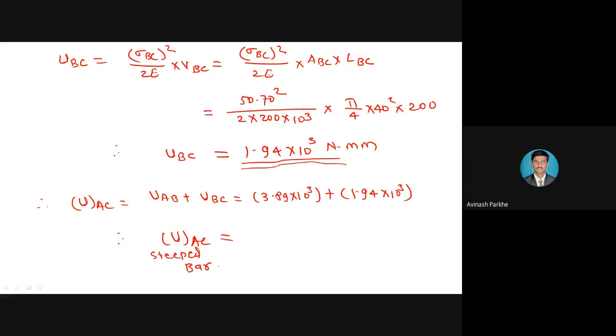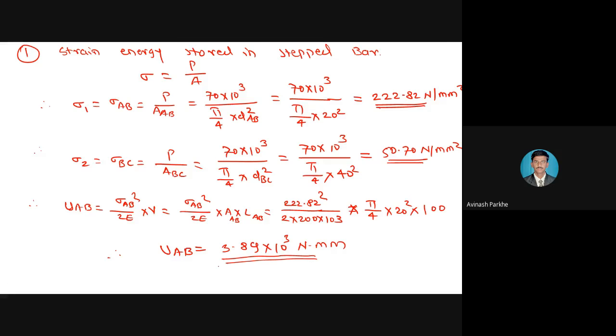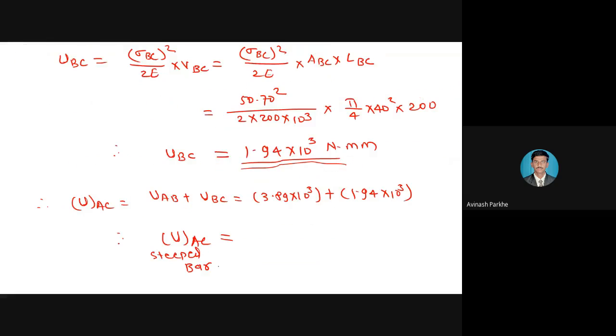Make the addition. 3.89 for the section number 1, that is AB. 1.94 for the section number 2, that is section BC. And if you do the addition, you will get the final answer. Yes, 5.83 into 10 raised to 3 Newton mm. This is the total strain energy stored.